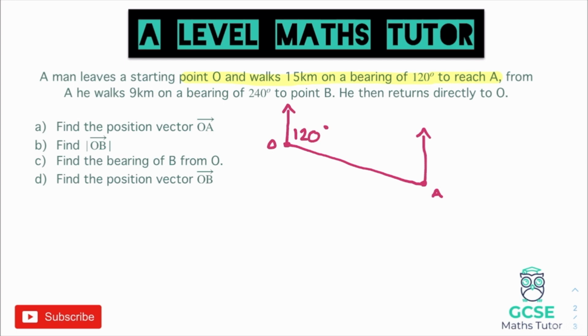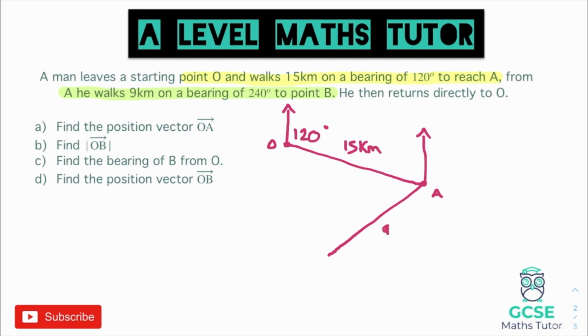If we move on to our next piece of information, it then says from A he walks 9 kilometres on a bearing of 240 degrees to point B. So if he's standing at A, he's going to go 240, which goes past 180, but not past 270, so it's going to go somewhere down here. Now at the first point it said he walked 15 kilometres, this one was only 9, so it's not going to go too far, but again we are just drawing a sketch.